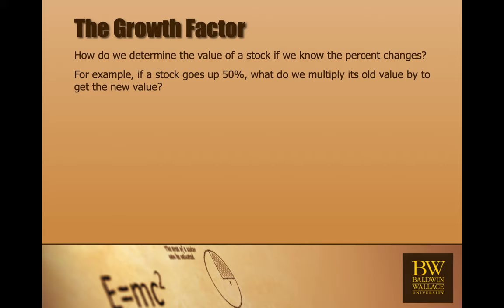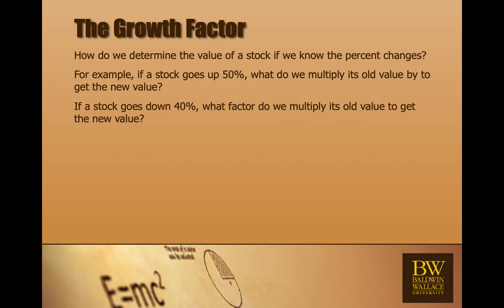You have to get the growth factor. So if a stock goes up 50%, what do we multiply its own value by? We multiply it by 1.5. If it goes down 40%, what factor do we multiply to get its new value? This is a little bit more challenging, but if it goes down 40%, you have 60% left. So you multiply by 0.6. So if a stock value is $100, goes down 40%, you multiply 100 times 0.6, and that gets you the new value of $60.